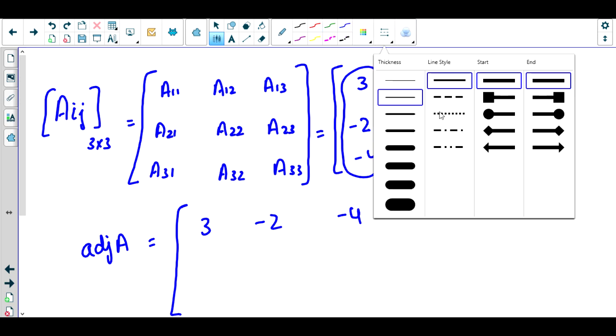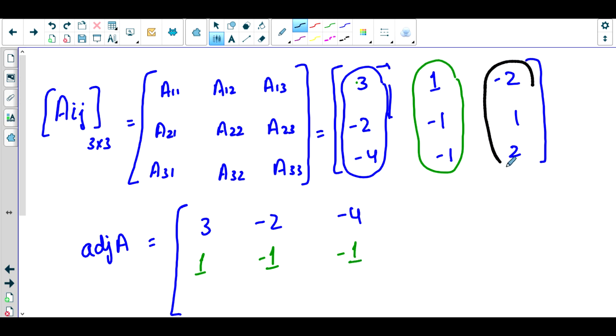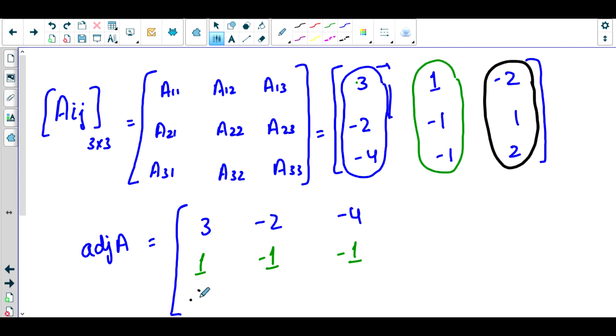Now take the second column and make it the row. It will be 1, minus 1, minus 1. Now take the third one and make it the row. When you make it the row, it will be minus 2, 1 and 2. So this is the adjoint.